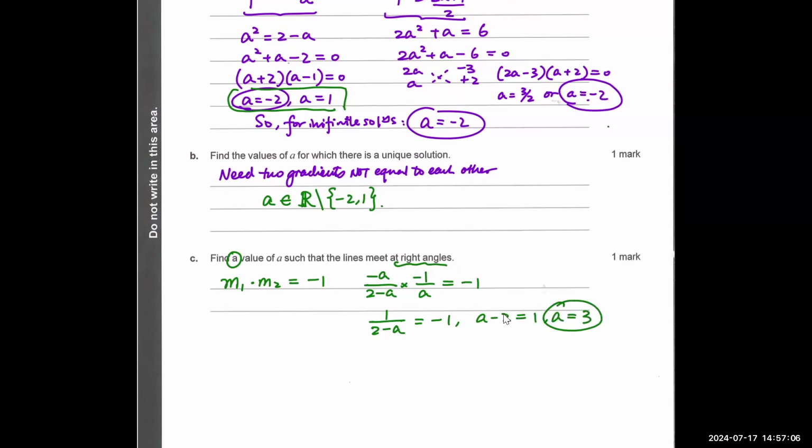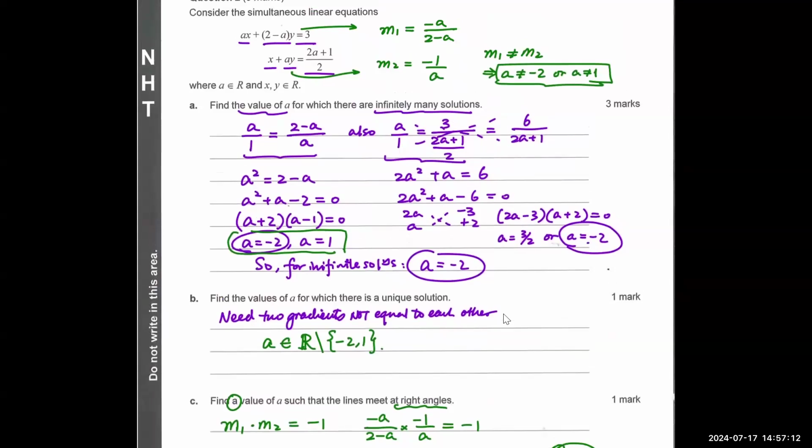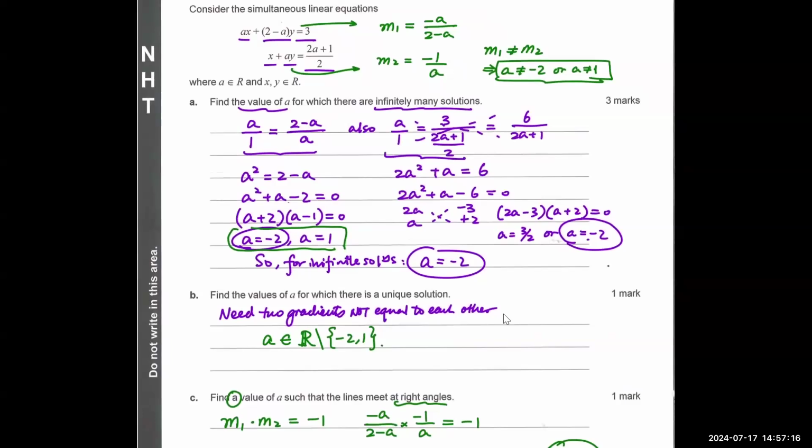The good thing is the question only asks for one value of a rather than all values. Because if you pay attention to the two equations, you could actually see, let me just rub this out and make a snippet here. Save the picture.